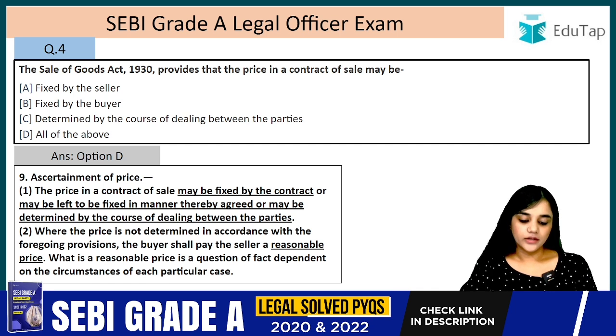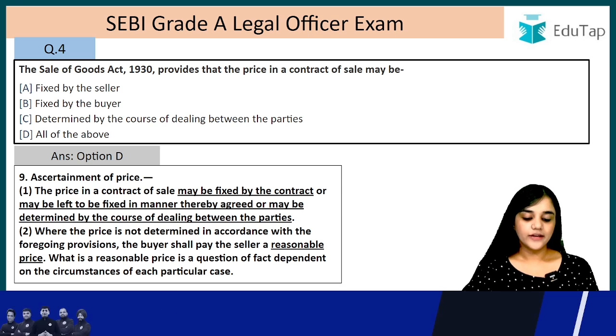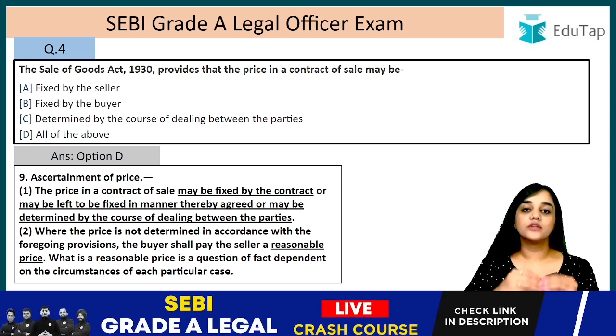Where the price is not determined in accordance with the foregoing provisions, and where no such thing has been decided, the buyer shall pay the seller a reasonable price. There the buyer has to do what?